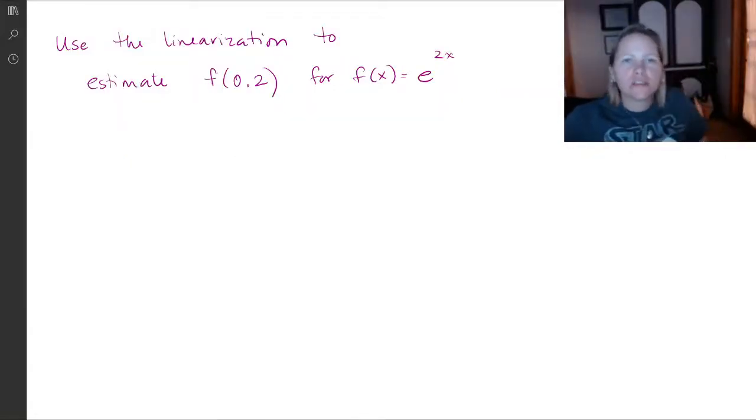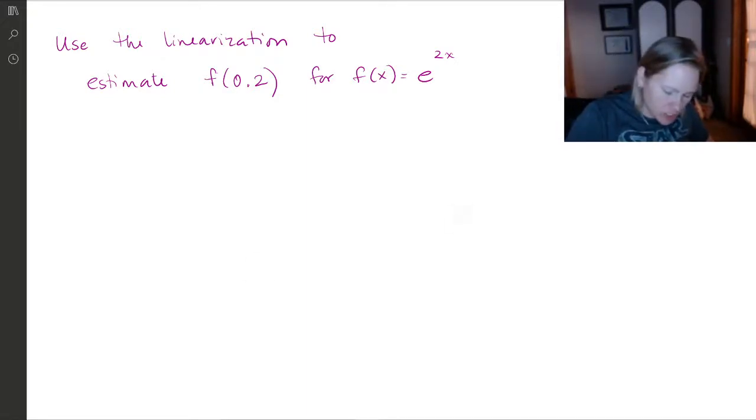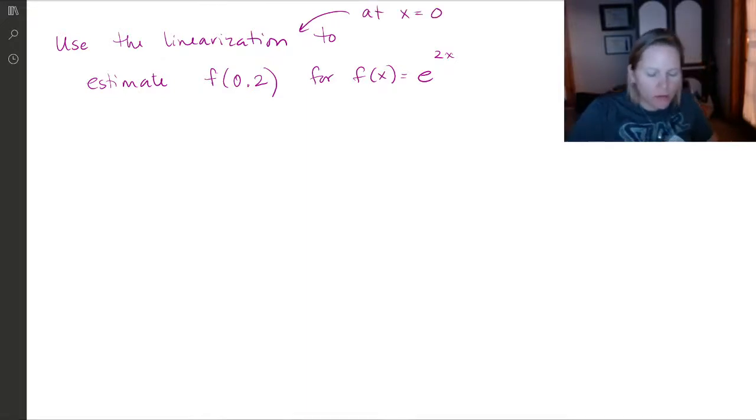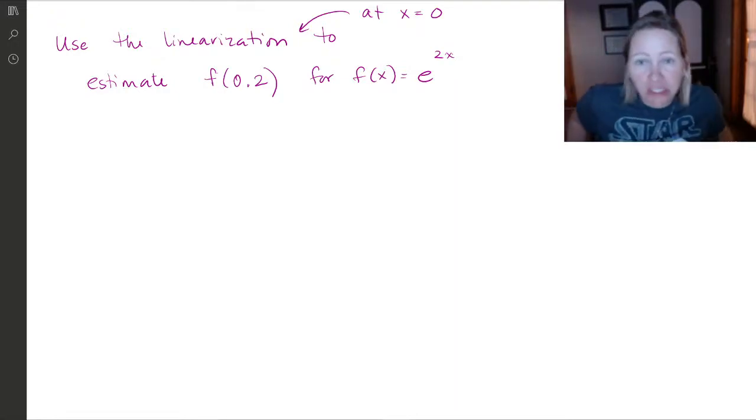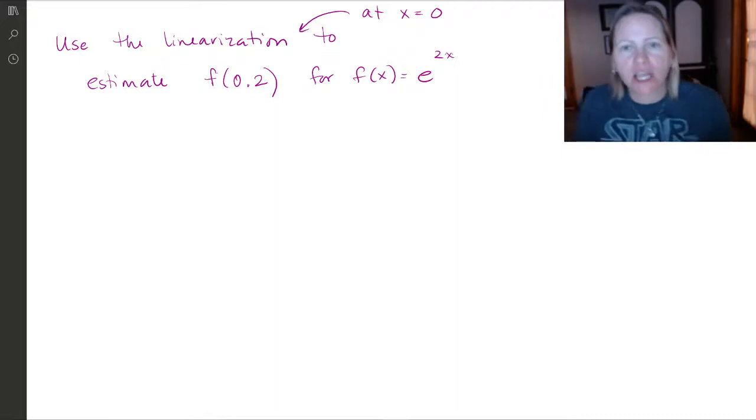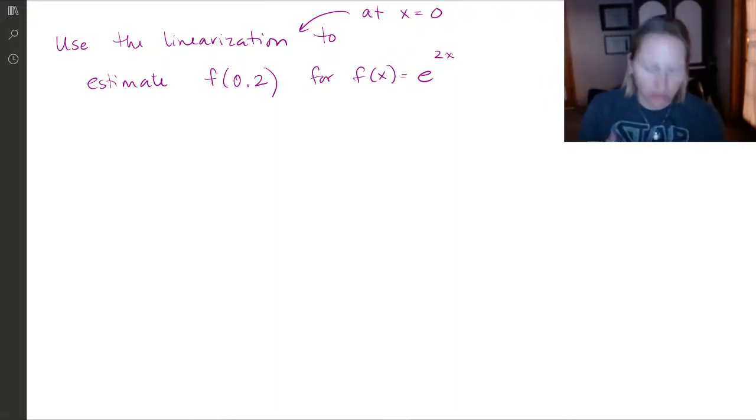So here we're going to use linearization to estimate f of 0.2 for f of x equals e to the 2x. We want to write the equation of the tangent line for a point really close to this value. Most of the time the problems will specify, use the linearization at x equals 0. But in the real world, Isaac Newton had to pick his own value. If the problem doesn't say, you need to pick a value that's close to the point. So here we're going to use x equals 0.